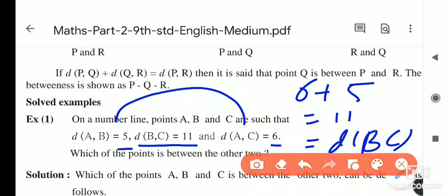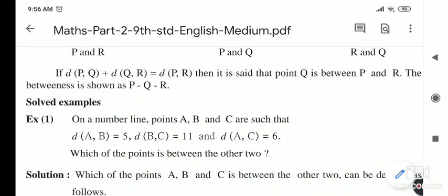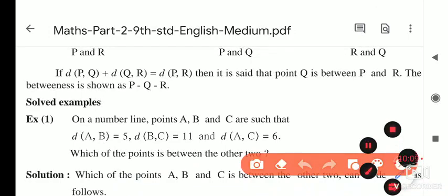Okay, so it shows that these 3 points are there. It means if we do the addition of the remaining 2 distances, and if it equals the greater distance, then these 3 points are collinear. Collinear means what I told you, they are in one line.